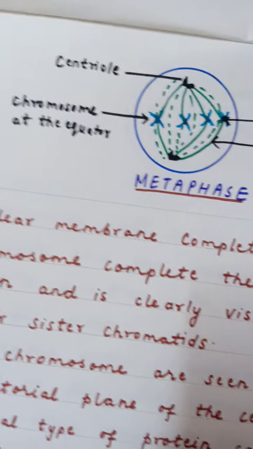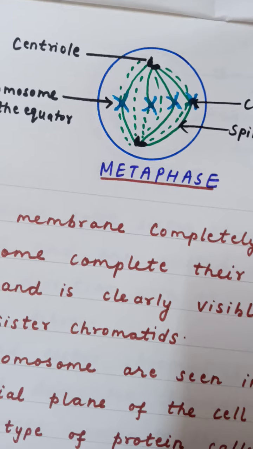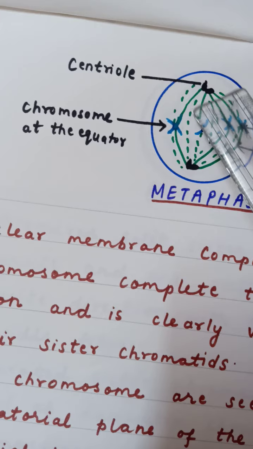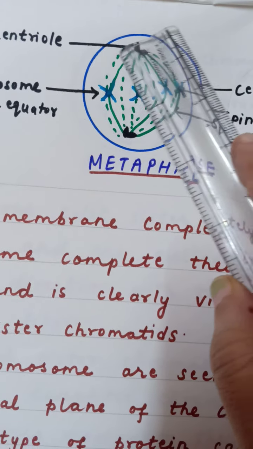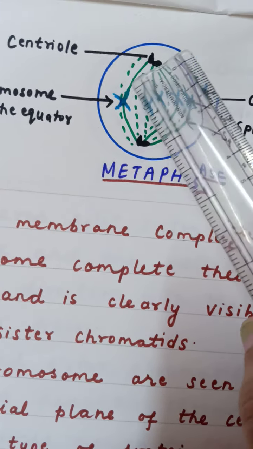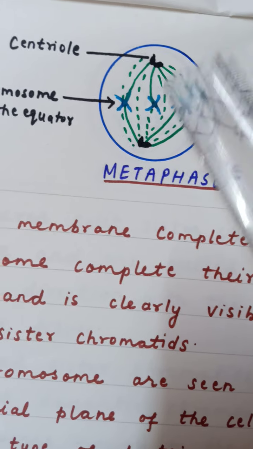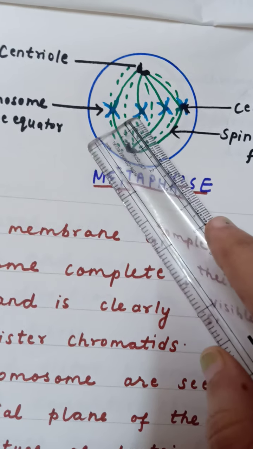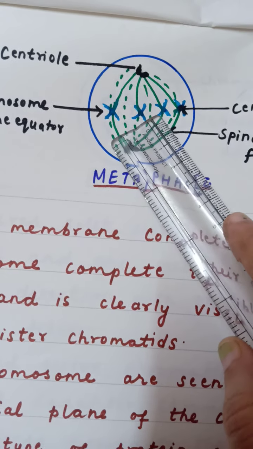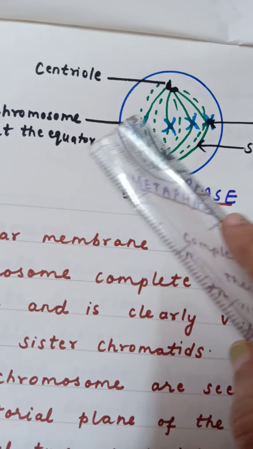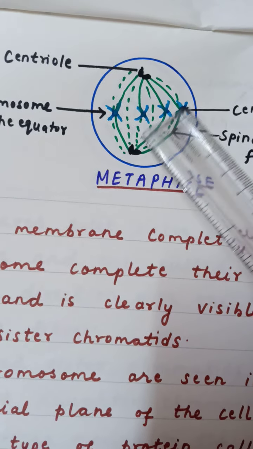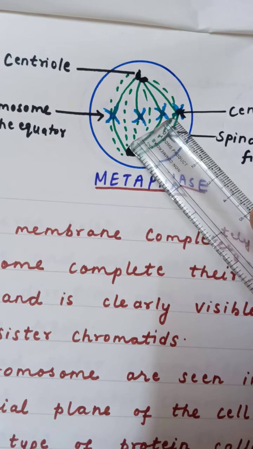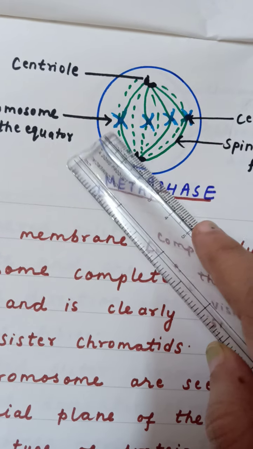During metaphase, the nuclear membrane completely disappears. Now we cannot see this nuclear membrane here. The nuclear membrane has completely disappeared and even the nucleolus has also disappeared. Now these thin chromatins are clearly visible to us as sister chromatids. They have arranged themselves in the equatorial plane of the cell. This is the equatorial plane. So they are lying parallel to each other in the equator.